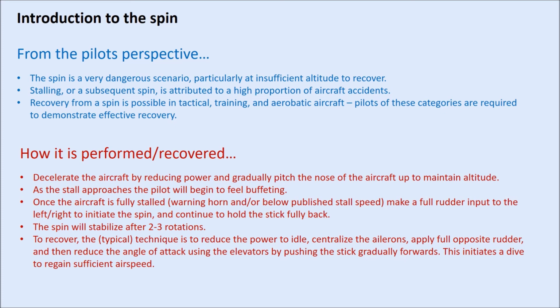in case that you're in what's called a power on spin, then to centralize the ailerons if you haven't done that already, apply full opposite rudder to oppose the yawing, and then to gradually push the stick forwards to reduce the angle of attack. And hopefully the rudder correction will stop the spinning. Pushing the stick forwards and hence using the elevators to reduce the angle of attack will enter the aircraft into a dive in order to regain sufficient airspeed to recover from the spin.